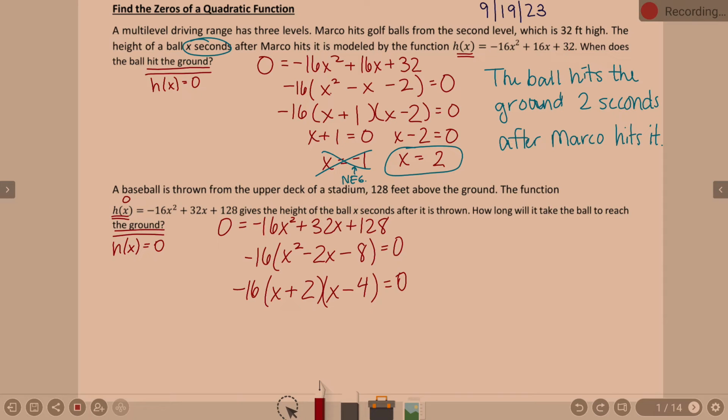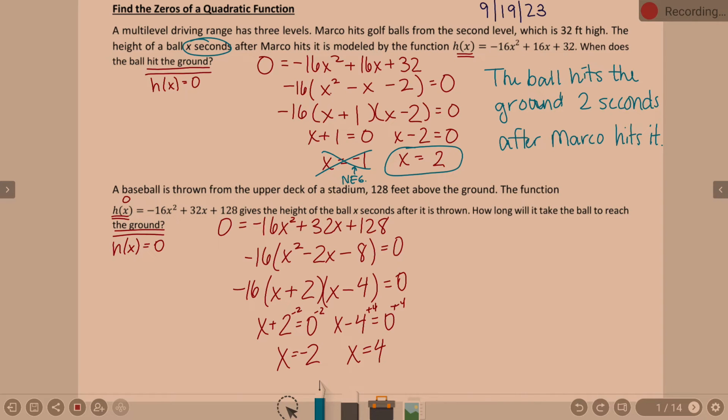Set each factor equal to 0. So x plus 2 equals 0. X minus 4 equals 0. Okay, if you subtract 2, x equals -2. If we add 4, x equals 4.